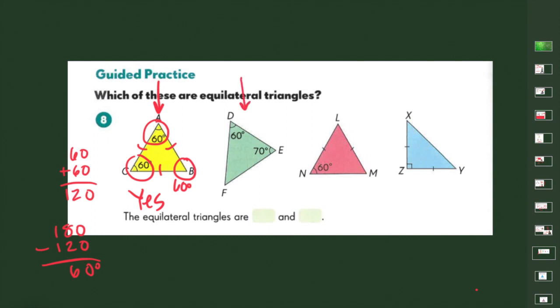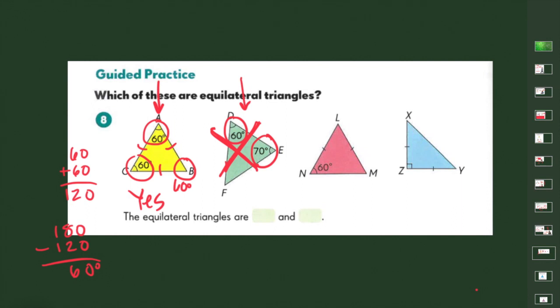Let's move on to the green triangle. We can see one angle measure is 60 degrees, one angle measure is 70 degrees. That alone tells us it is not equilateral because we know all 3 angles have to be 60 degrees. So the green triangle is not equilateral.